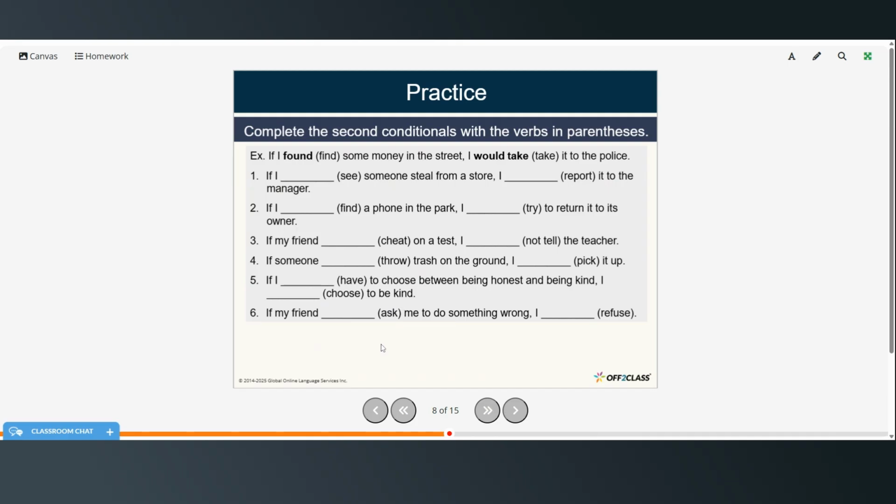All right, so now complete the second conditionals with the verbs in parentheses. You can pause the video and try this on your own, and then restart when you're ready to check your answers.